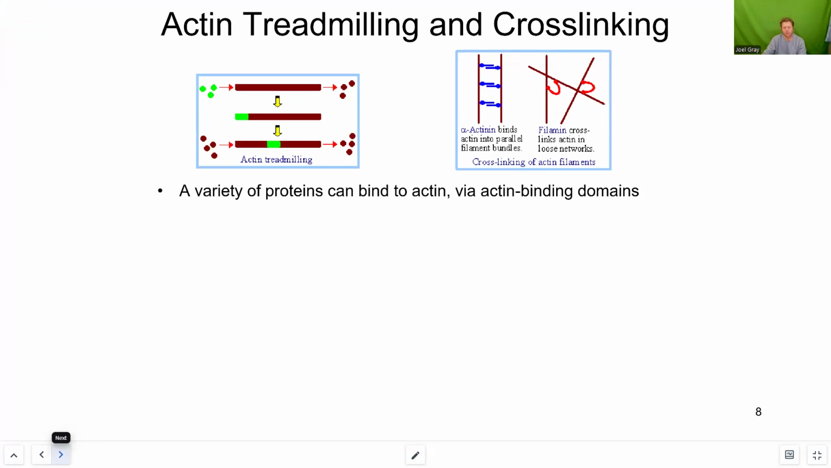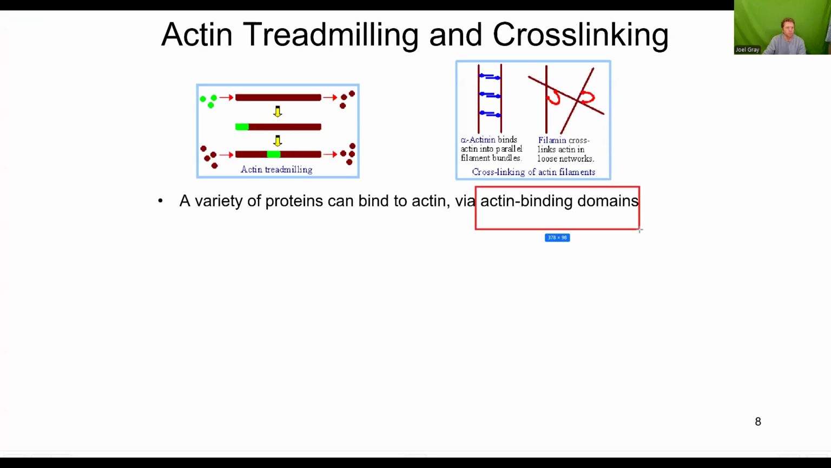A number of proteins will bind to actin through domains within their sequence that are known as actin binding domains. And this brings up a good point. A domain is basically just a region of a protein that has a known function, or has an apparent function, a function that's been observed over time.